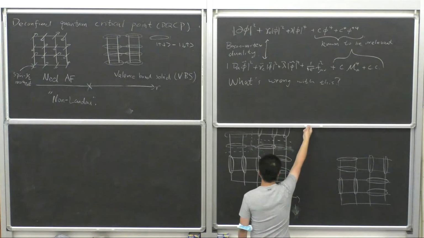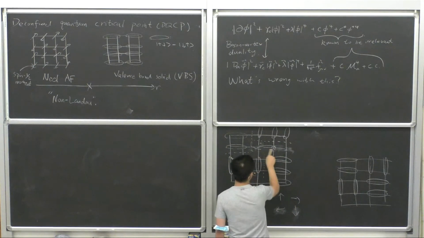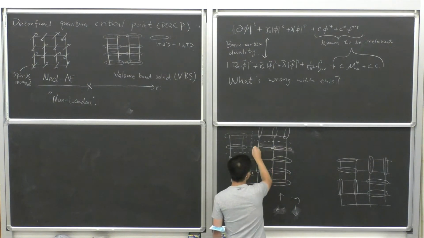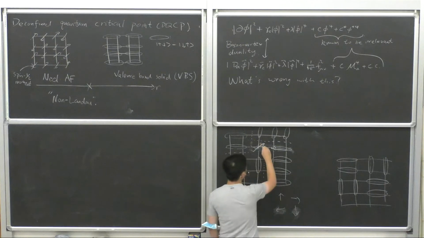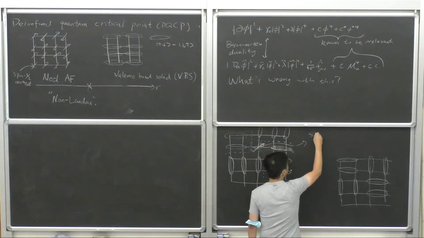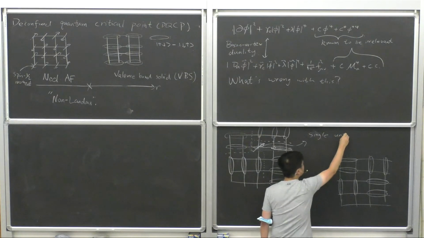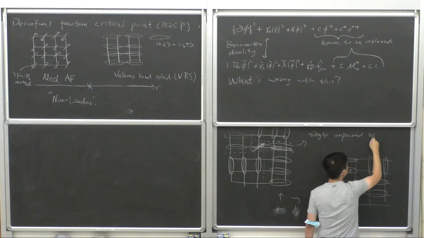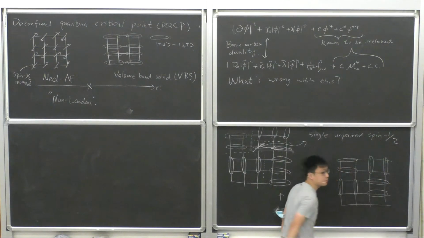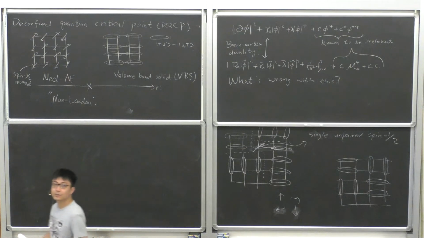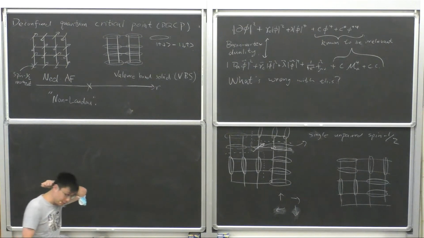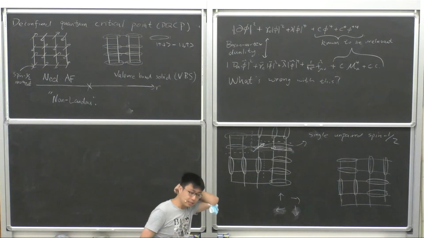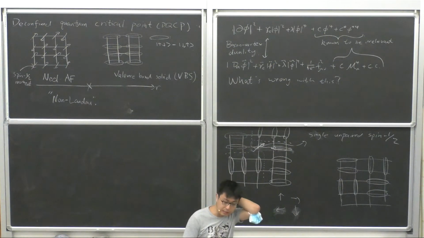The non-trivial thing is, doesn't matter how you draw it, there will be this poor guy, a single spin, unpaired left. Single, unpaired. I think these two words are redundant, but anyway. An important thing is it's a spin half moment. Right, so the statement is your vortex transforms as a spin half object under the global SO3 rotation.